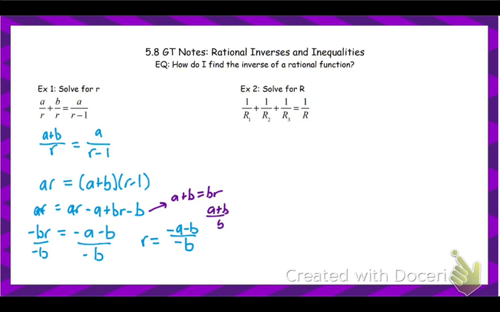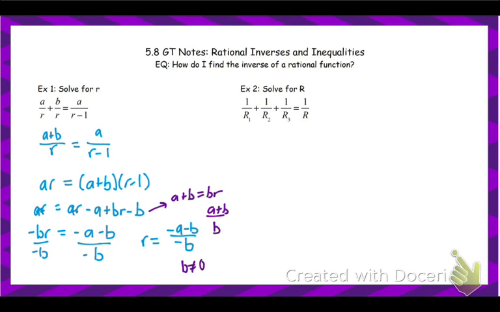Okay? These two expressions are equivalent. It's the same thing as negative a plus b over negative b. Any of those are okay, all right? All of those mean the same thing. But what we need to consider in this solution is what we cannot have be true. And that is that b cannot equal 0 here because we can't divide by 0.